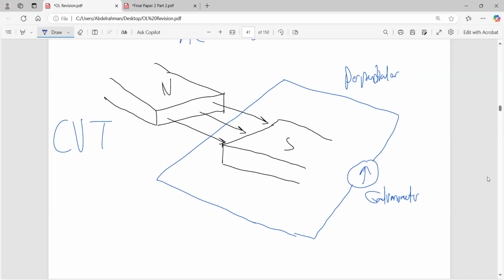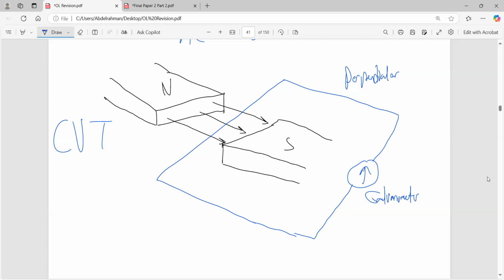Inducing a current in the wire. How do I know that the current is induced in the wire? If I check out the galvanometer, I would find that the galvanometer starts to deflect to the left or to the right, indicating that there is a current or there is an EMF in this wire.